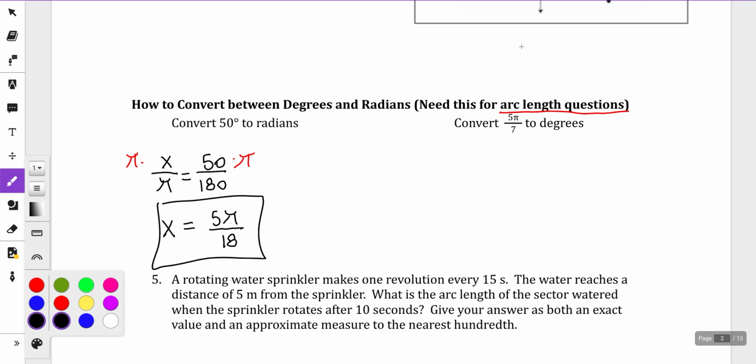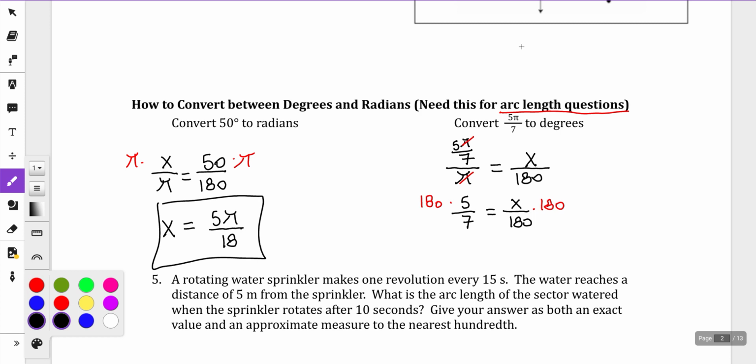If I want to convert radians to degrees, it's a little bit trickier, but really not that bad. You're still setting up equivalent fractions, starting with pi equals 180. This time I know my radian. It's 5 pi over 7. And I want to know my degrees. Perfect. The beautiful thing about this setup is that these pi's will cancel each other out. So I really have 5 over 7 equals x over 180. Multiply the 180 over.